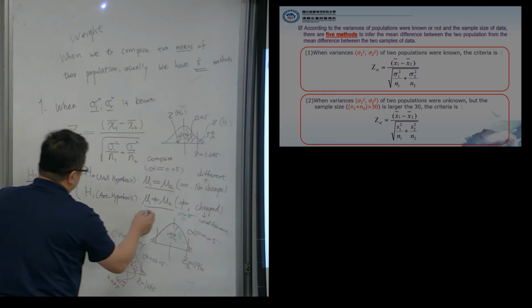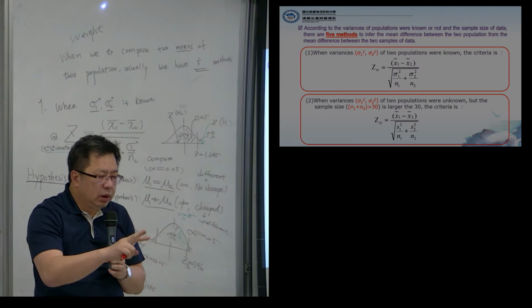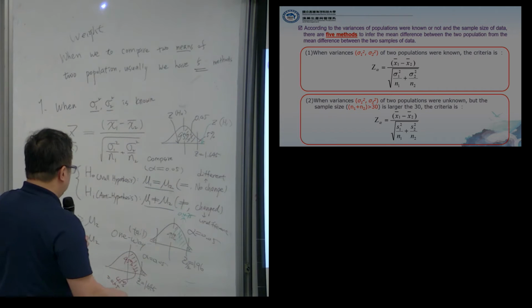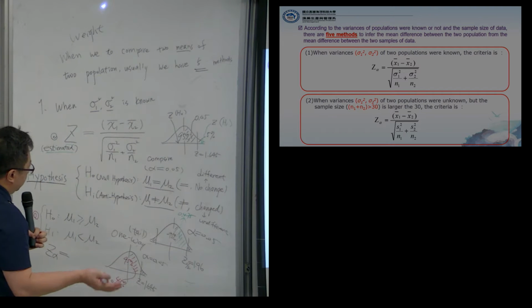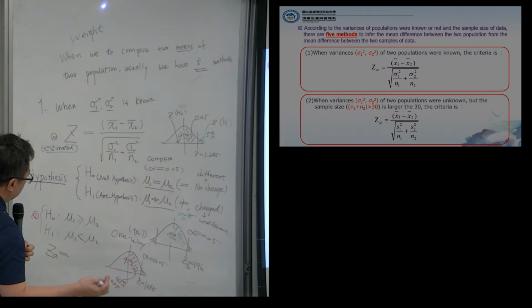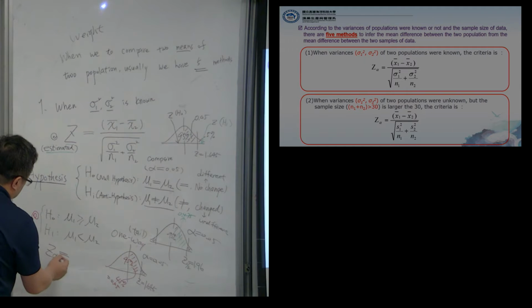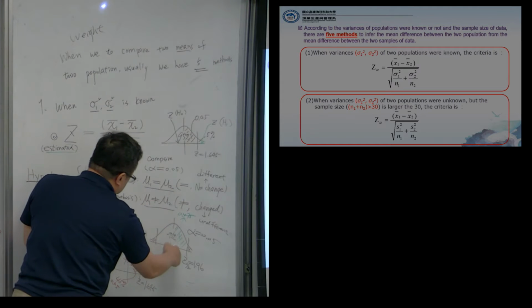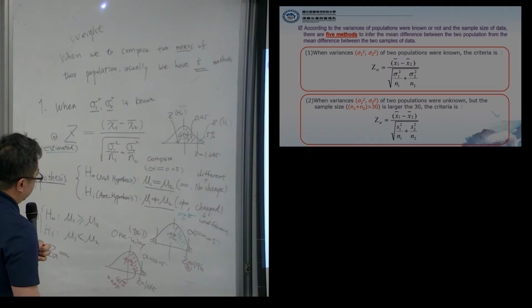This is what we say two way. If there are two conditions that can happen, we usually call this two way. If only one condition happens, this is one way, okay? And the alpha we use here is alpha by 2, okay?